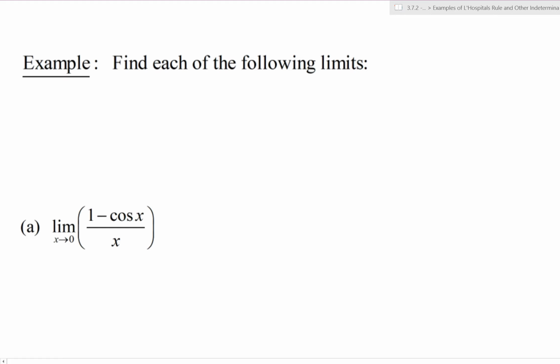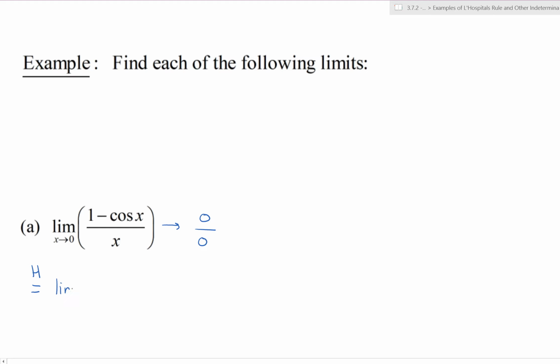Notice, as x goes to 0, what happens? The numerator goes to 0 and the denominator goes to 0, since of course cosine of 0 is 1. And so L'Hôpital's Rule applies. Moreover, 1 minus cosine of x and x are both nice and continuous and differentiable near x equals 0. So when I apply L'Hôpital's Rule, using the notation that I like to use, I put a little H there saying we're applying the rule itself.